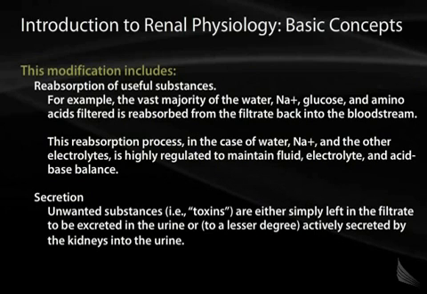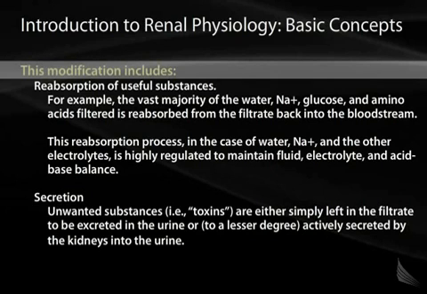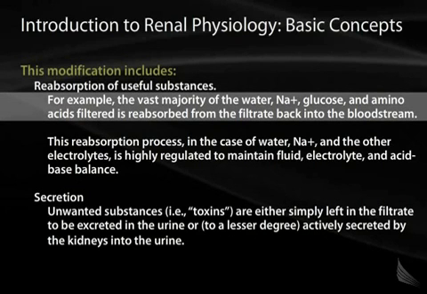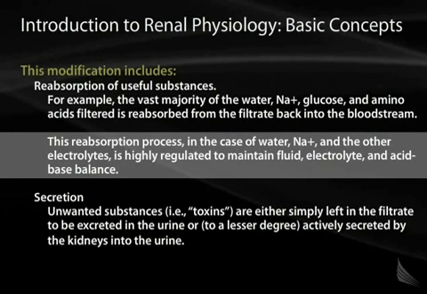As we mentioned, the kidney is responsible for maintaining homeostasis. In order to achieve this, the kidney must modify the glomerular filtrate into the final composition of urine. It does this by modification processes. The two major modification processes include reabsorption of useful substances and secretion of unwanted substances. For example, the vast majority of water, sodium, glucose, and amino acids are reabsorbed from the filtrate back into the bloodstream. The reabsorption process in the case of water, sodium, and the other electrolytes is highly regulated to maintain fluid, electrolyte, and acid-base balance. This allows the kidney, depending on the dietary intake of water, sodium, or other electrolytes, to modify that so that these electrolytes and water balance are maintained within a very fixed specific range.